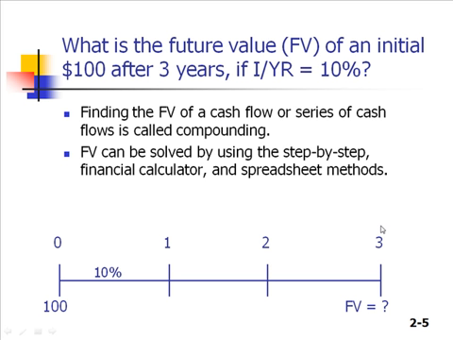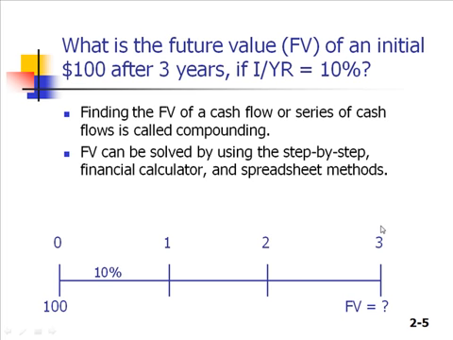Okay, so the problem here is, suppose you deposit $100 into an account today, and over the course of the next 3 years you're just going to leave it there. You're not going to take any money out of that account. You're not going to add any more money to the account. And during that 3 years you're going to earn a rate of return of 10% per year. So what I want to know is, what's the future value? In other words, how much money is going to be in that account after 3 years.